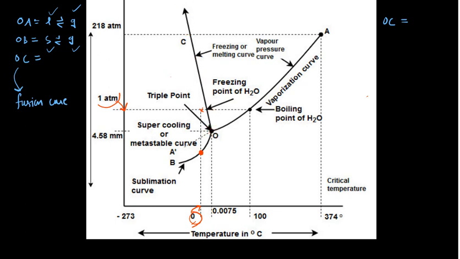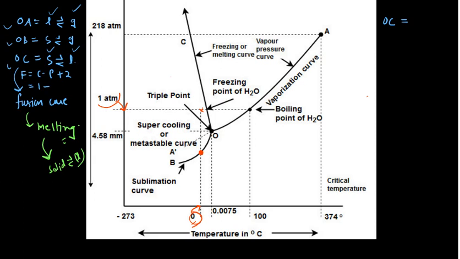And you know what is the meaning of the fusion? Fusion is simply melting, and you know what happens at the melting point? You will have the solid in equilibrium with the liquid. So, at the curve OC, you will have solid ice in equilibrium with the liquid. So, these three things are very, very important. Now, if you want to calculate the degrees of freedom, again F equals C minus P plus 2, that is equal to 1 minus 2 plus 2, component is 1, phases are 2, so again it is 1. So, again the system is univariant.